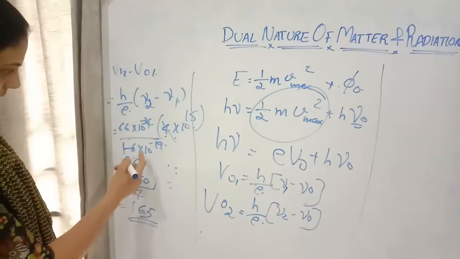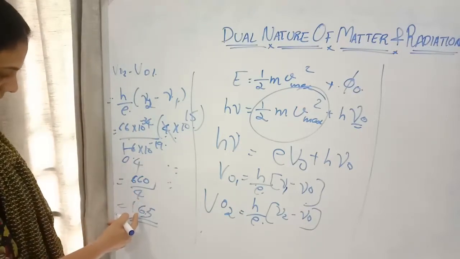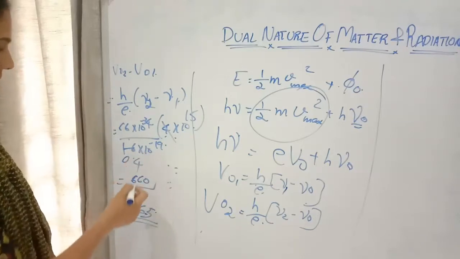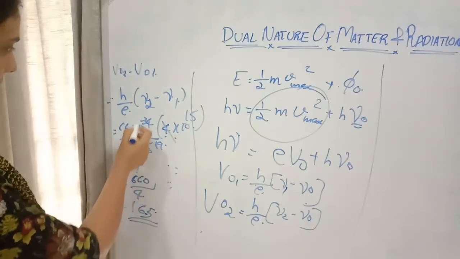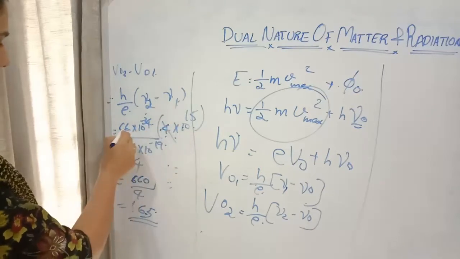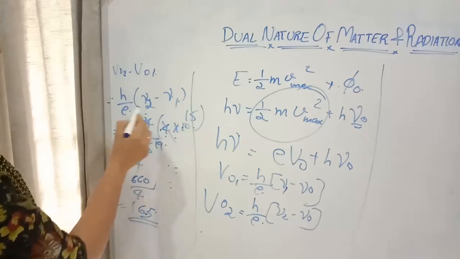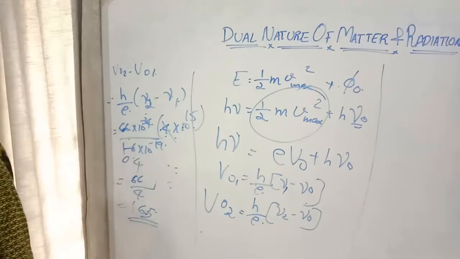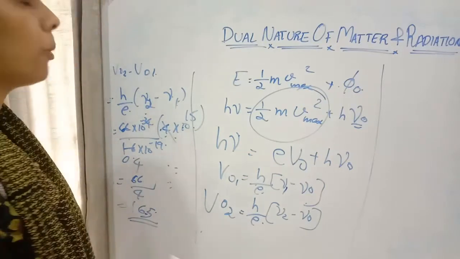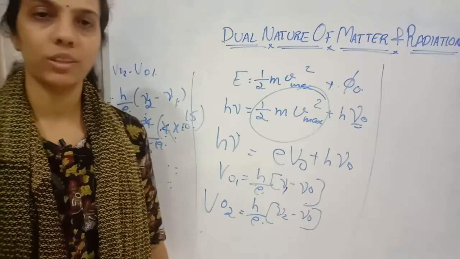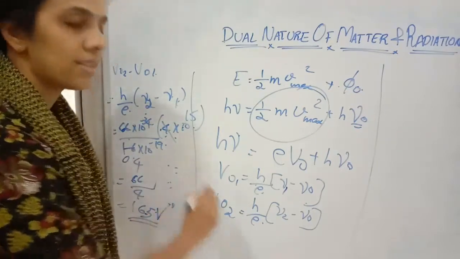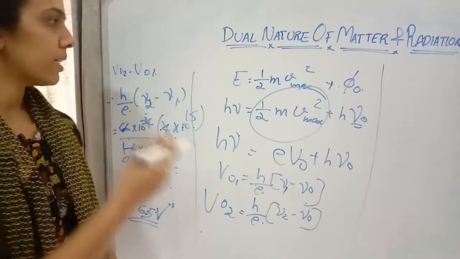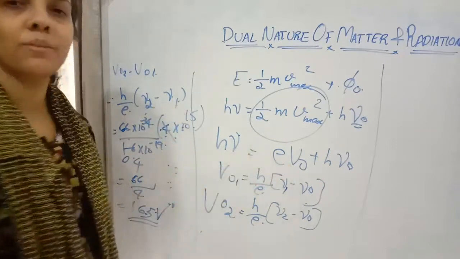Somewhere I missed out in my calculation. 16.5 only it is getting, 16.5. I think somewhere I went wrong with my calculation. It is 4 into 10 to the power 15 and 6.6, right? So that is why we are getting it as 16.5. This will be the potential, 16.5 volt. Clear? So this is how we find the difference in stopping potential.